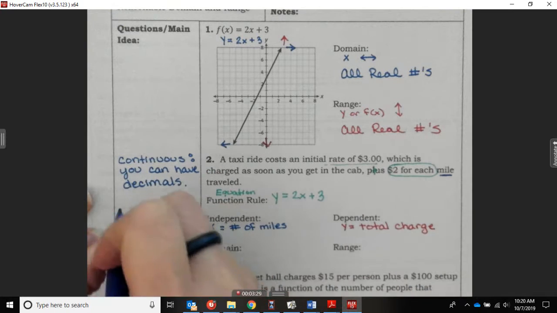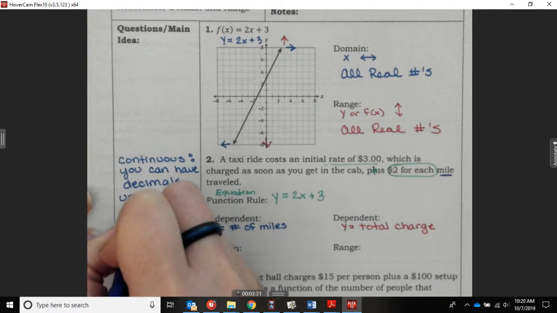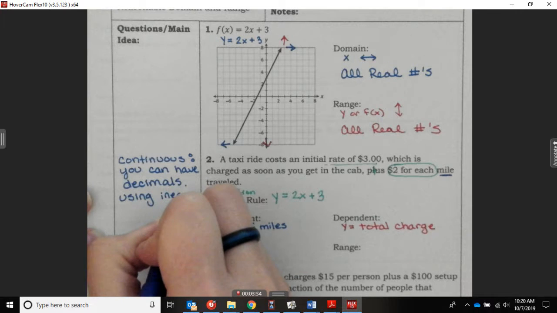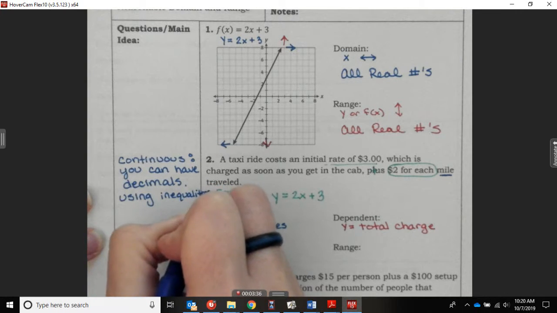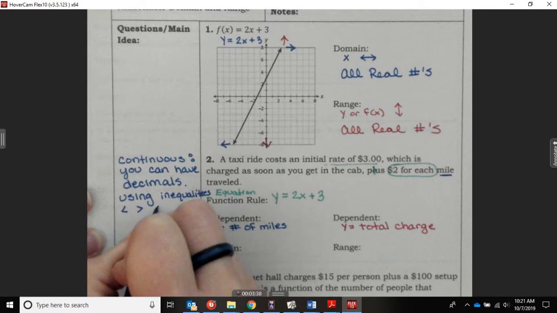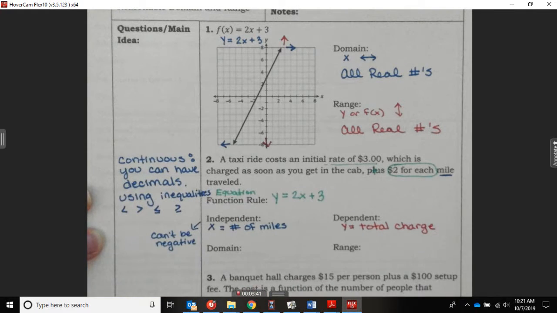And so you write your domain and range by using inequalities. Remember, your inequalities are less than, greater than, less than or equal to, greater than or equal to. So if I'm talking about my domain here, my domain is talking about miles, and I can't have negative, but I could have 0 miles, and I can have greater than or equal to 0 miles, because I can have all the decimals in between.